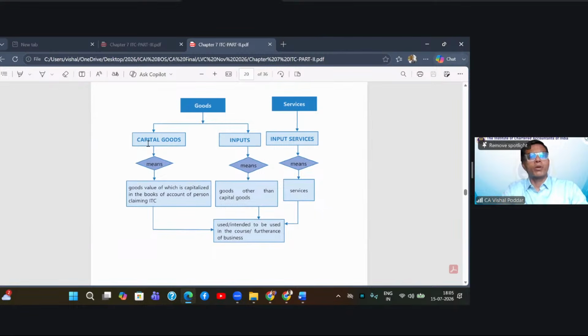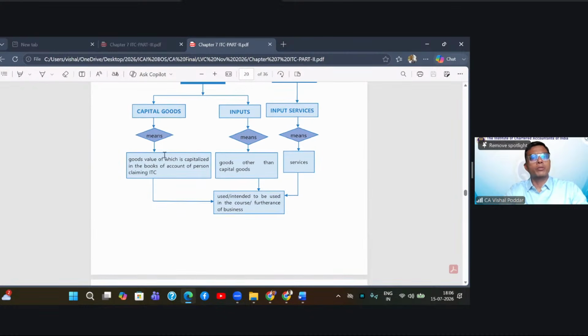Now comes a very important point. On the input side of your business, you may have goods, you may have services. They are classified into three types. On the goods side, you have either capital goods or inputs. Now, what are capital goods? Capital goods means those goods which you are capitalizing in your books of accounts.